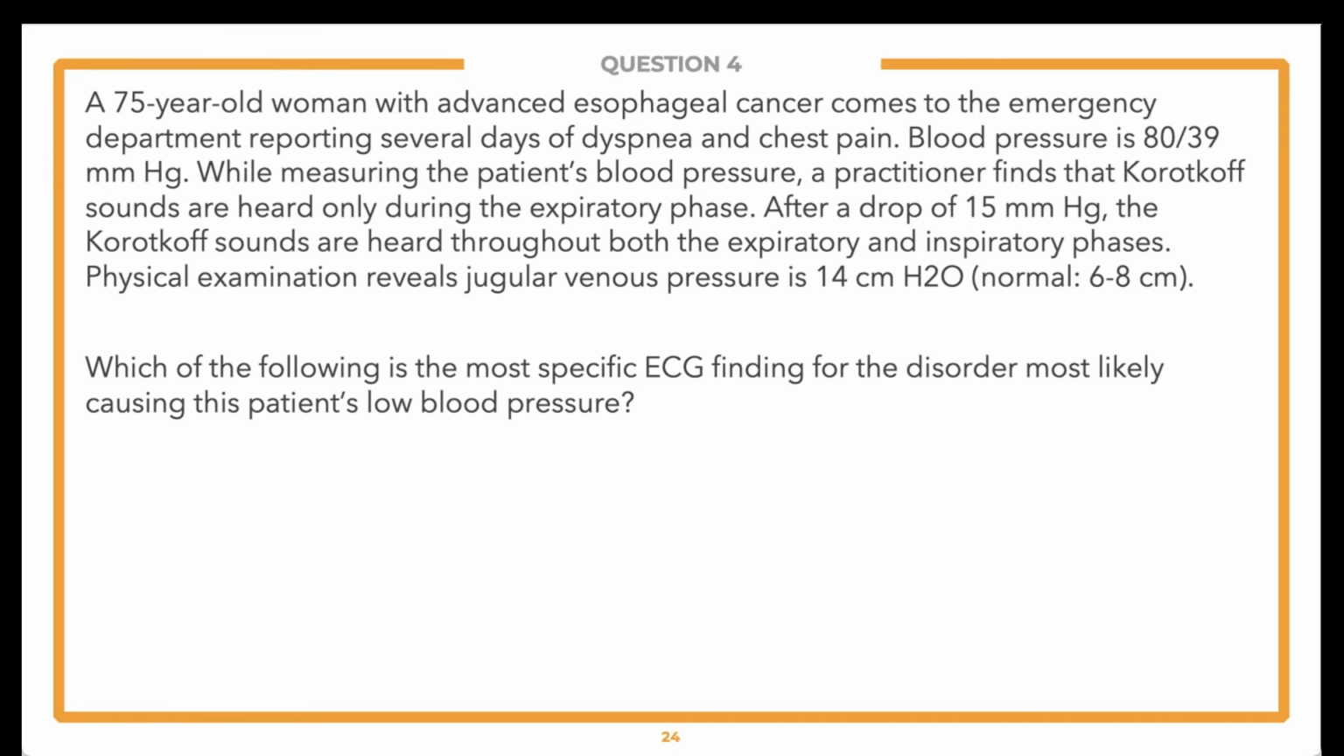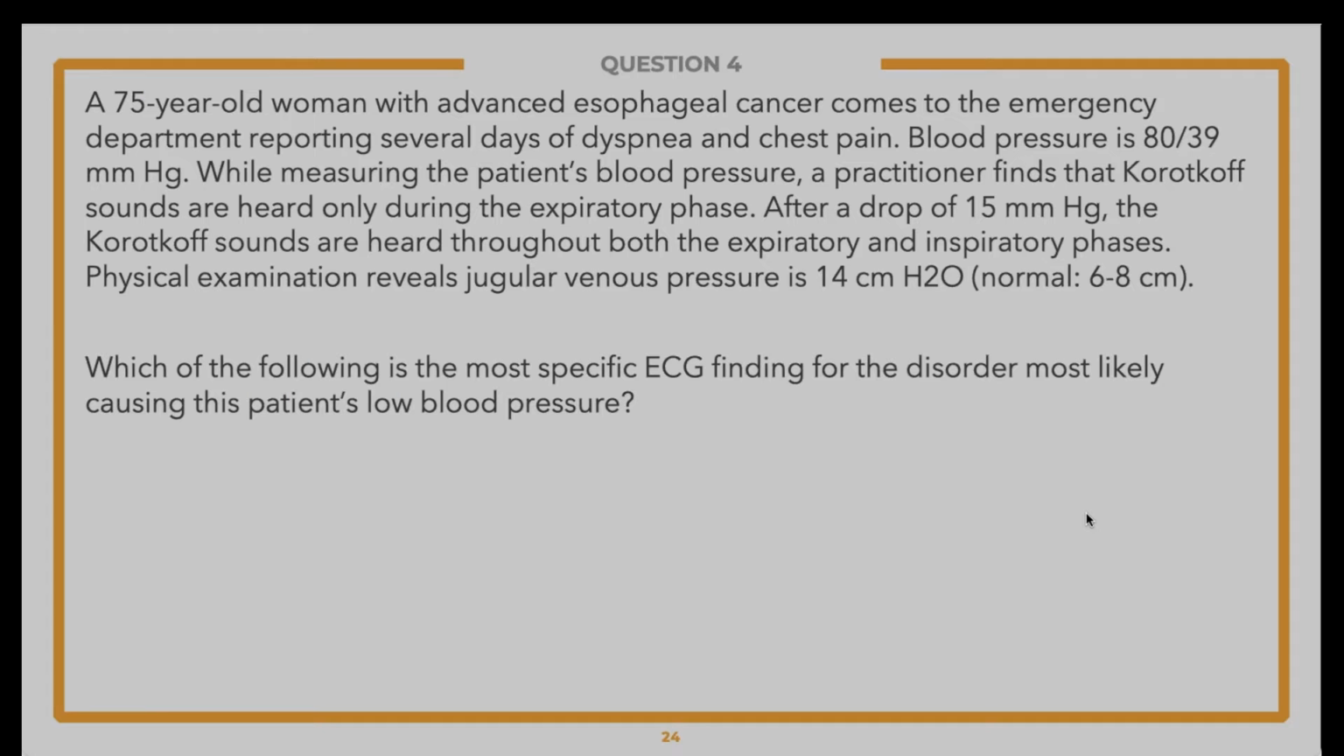Which of the following is the most specific ECG finding for the disorder most likely causing this patient's low blood pressure? Head on down to the question box. Let us know how many steps you think it's going to take to solve this one. Is this a 1-step, 2-step, 3-step? As I pass it over to Abraham.